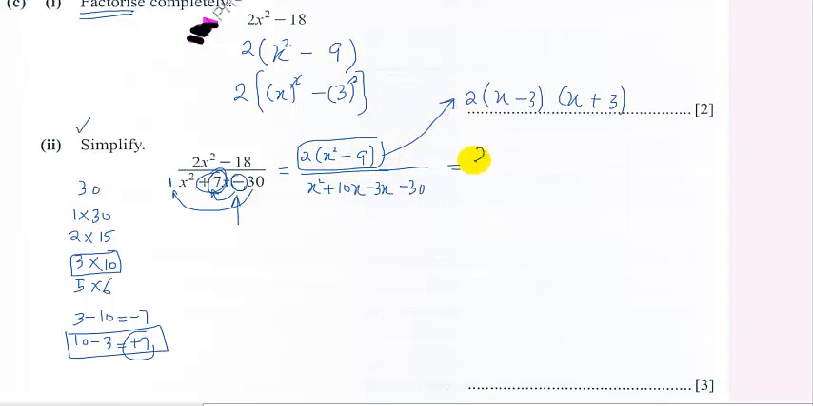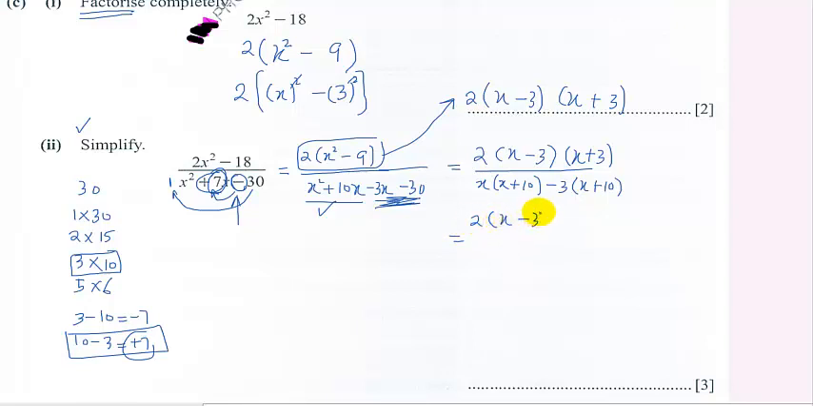So it is 2 times x minus 3 times x plus 3. And in the denominator we will pair these. From here x is common, so we have x plus 10. Here we have minus 3 common, so minus 3 times x plus 10. Now 2 into x minus 3 x plus 3. In the denominator we have x plus 10 common, and then we are left with x minus 3.